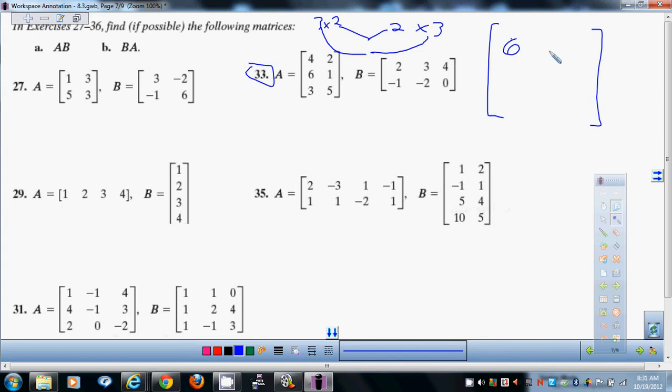Go to the next row. 6 minus 5 is 1. 9 minus 10 is negative 1. And 12 plus 0 is 12. And there is the product of A and B.